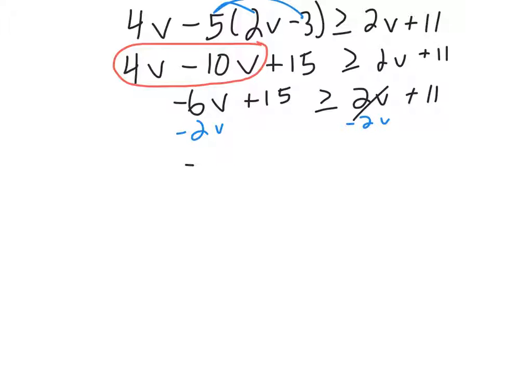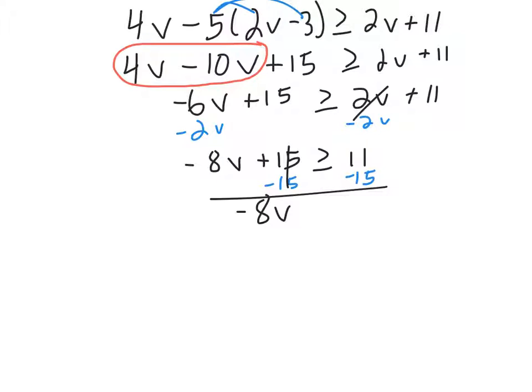Those cancel. I'm left with negative 8v plus 15 is greater than or equal to 11. I am going to subtract 15 from both sides. So move the numbers to the right, variables to the left, numbers to the right. Keeps inequalities nice. Left with negative 8v is greater than or equal to negative 4.